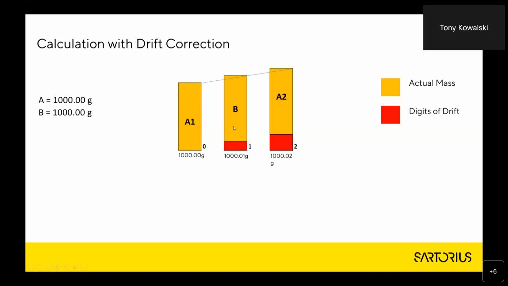Then we take off B and we put A back on again. So we get the second value for A, and the comparator has drifted by another digit. So in this case, we see on the display 1000.02. So if we add A1 to A2, in that calculation we have 2 digits of drift, but when we divide it by 2, we have only 1 digit.